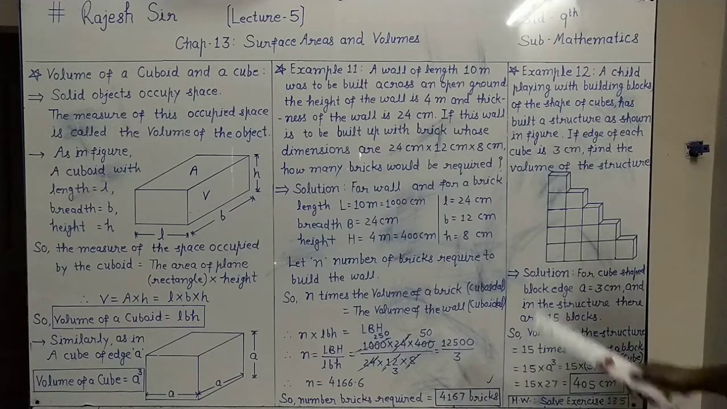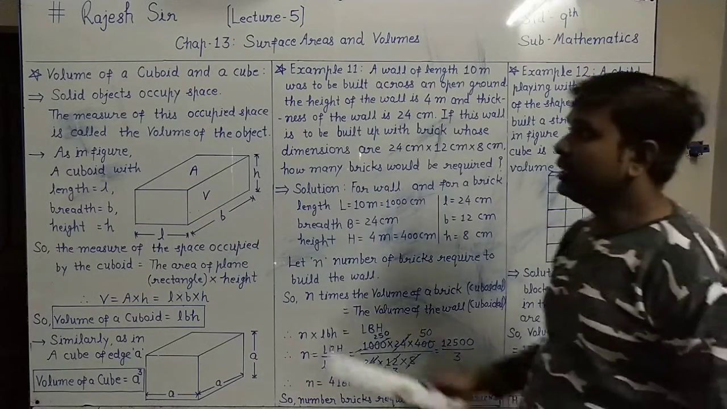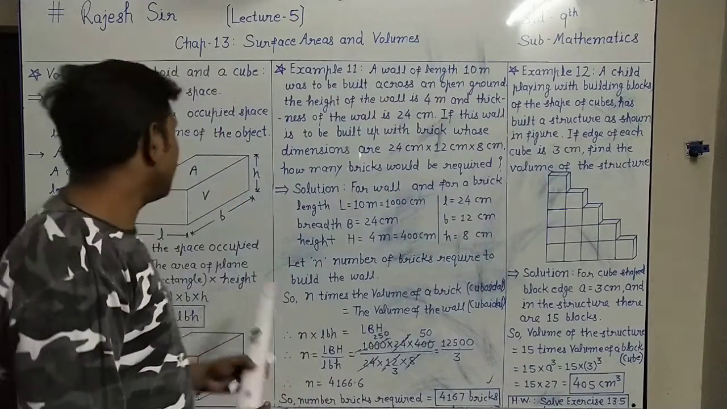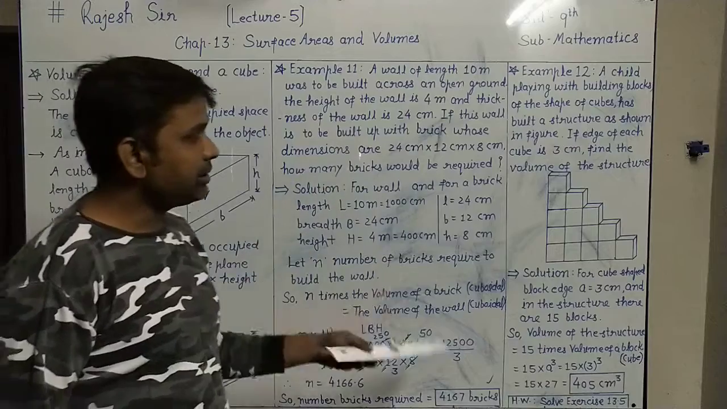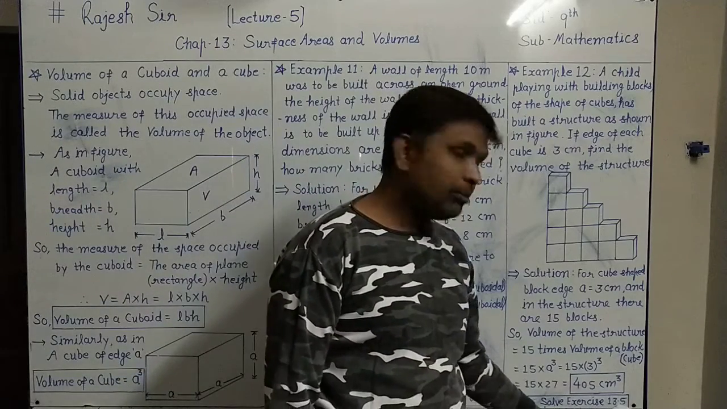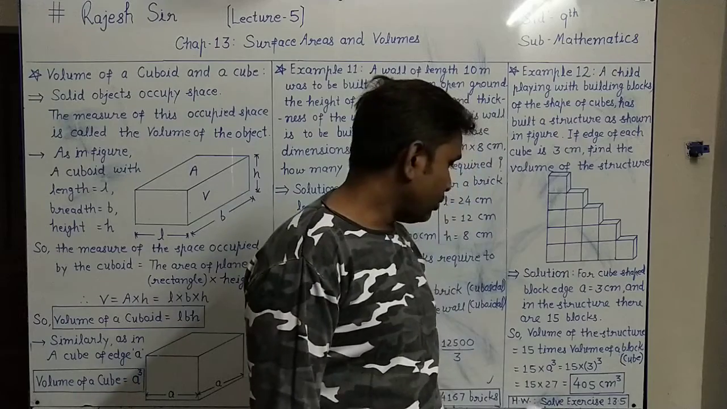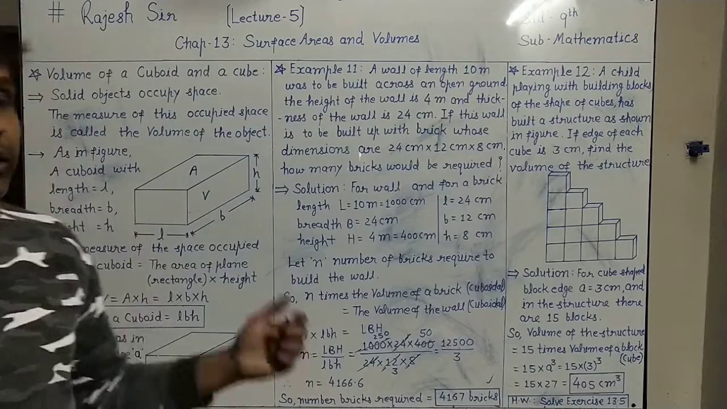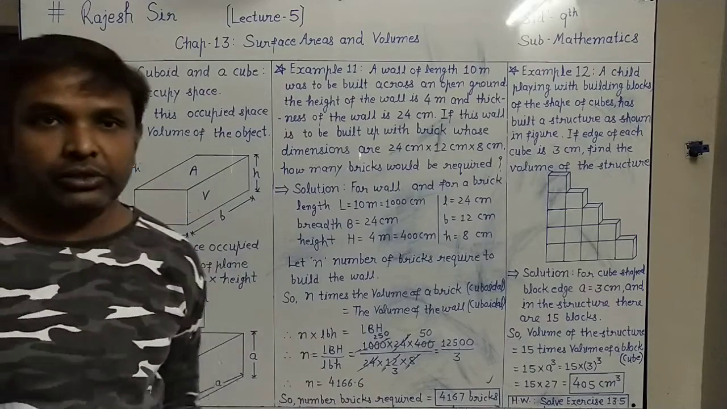So this way, we have seen both examples related to the volume of a cuboid and a cube. You are also advised to write them out well and understand them. After this, we have exercise 13.5. It is your homework to solve and complete this exercise 13.5, in which you will find the related questions. Thank you.